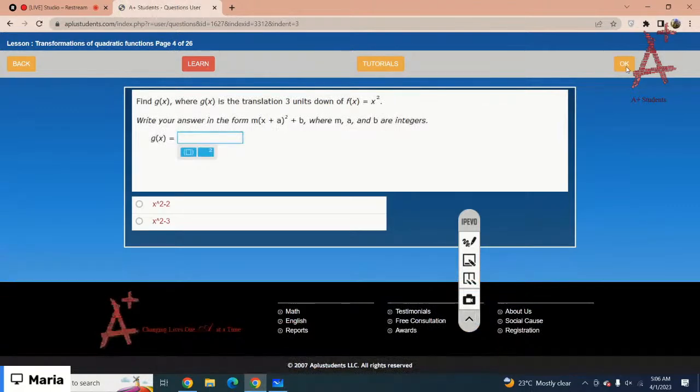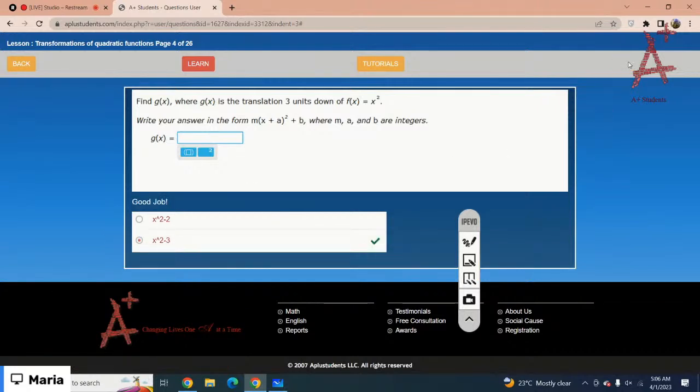Okay, the next one is find g of x, where g of x is the translation 3 units down of f of x equals x squared. So that is a translation 3 units down. That means you have to subtract. So it would be x squared minus 3. Option number 2 is the correct option. So just select the correct option, then click on the OK button. That would be x squared minus 3.